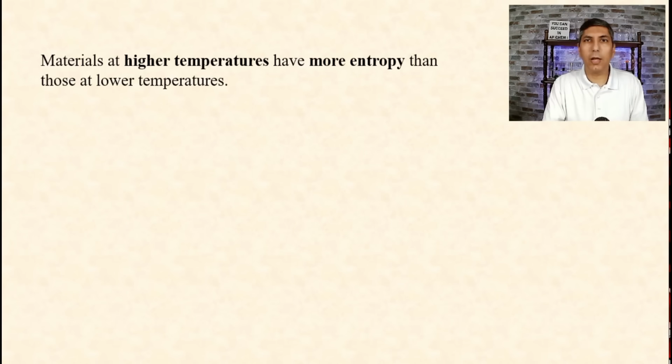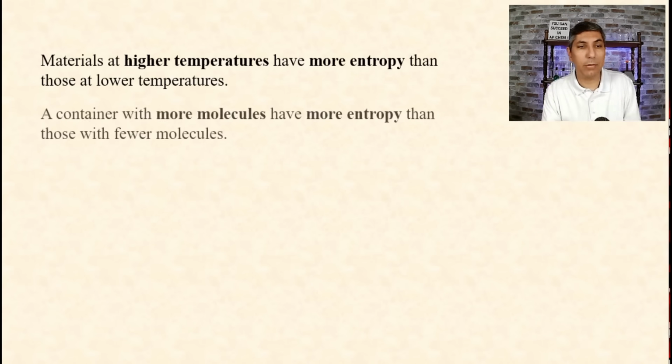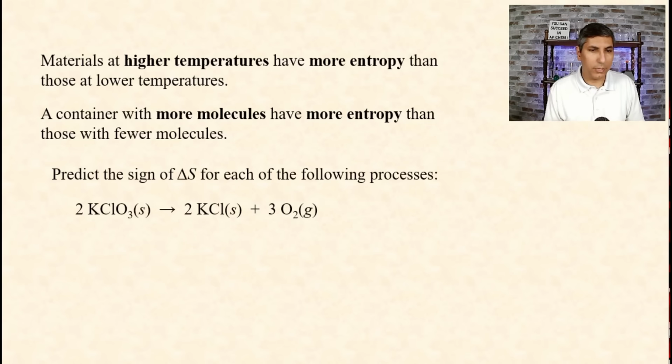Now, it's important to realize that a material at a higher temperature has more entropy than materials at lower temperatures. But what if you have two systems that are both gases, perhaps at the same temperature? Well, the tiebreaker in that case is to start counting molecules, because a system with more molecules is going to have more entropy than a system with fewer molecules. So let's take a few examples here. Let's predict the sign of delta S, the change in entropy, for each of these processes.